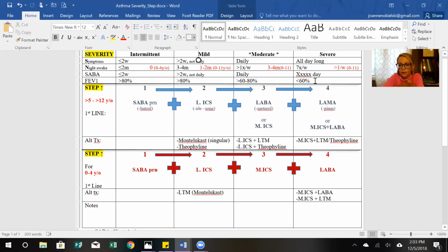So the person who's severe should be on all these steps: SABA, low ICS or medium ICS, LABA, and then preferably either medium ICS and LABA or LAMA, okay? First line right here. Again, the exam is not going to be super tricky. Usually most questions will be, the answers will be kind of first line, okay? So that's what you want to do here, okay?